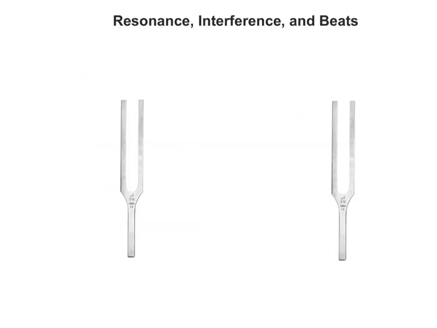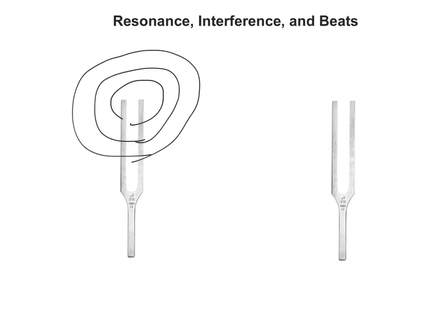Alright, so resonance, interference, and beats were other wave phenomena that we covered in the chapter. Resonance literally means to sound again, and in order to cause resonance, you have to match the natural frequency of an object with a frequency nearby, and if you do, that frequency can set the other one into vibration.